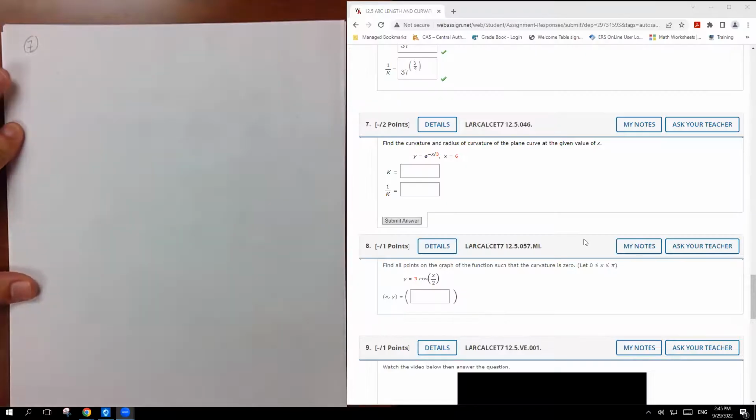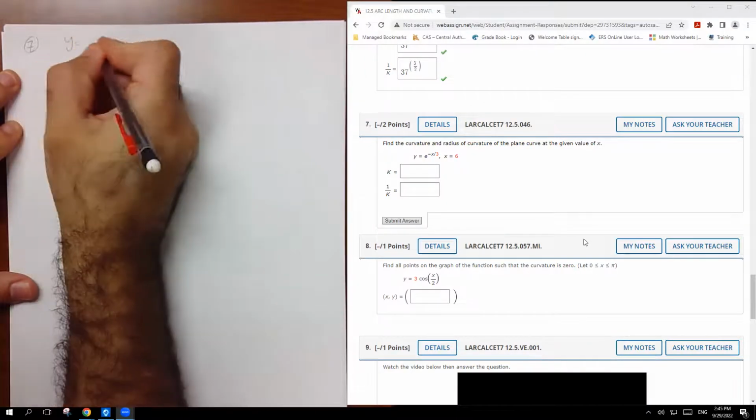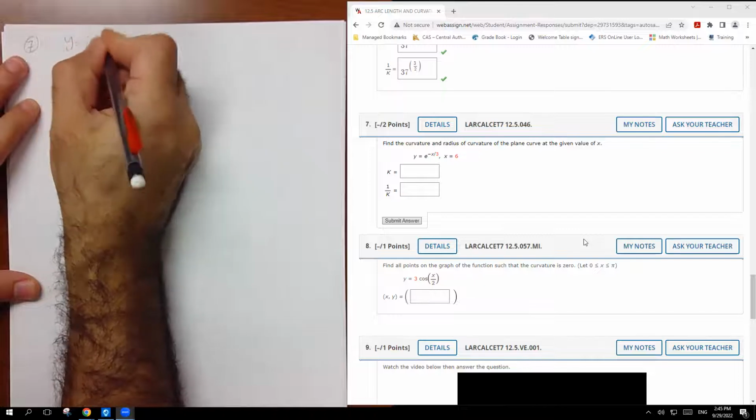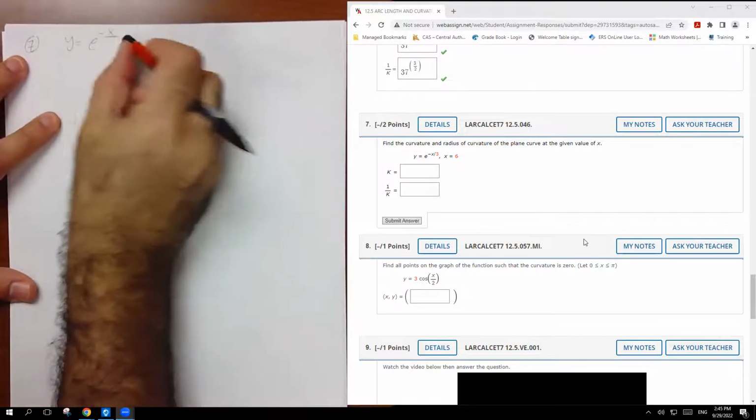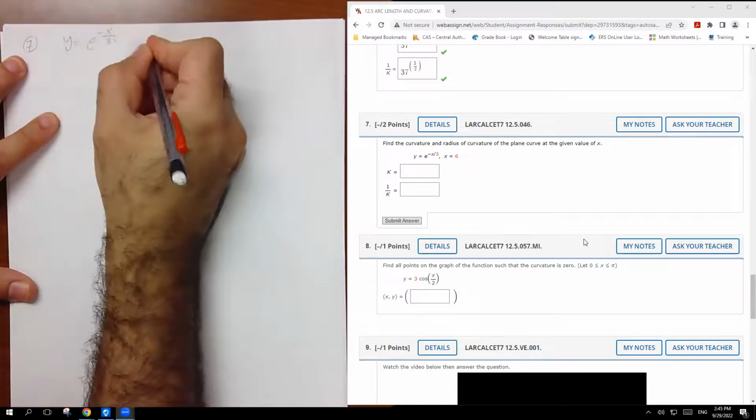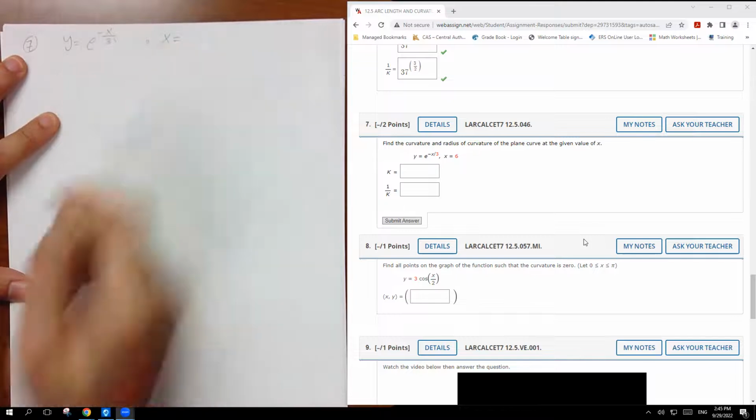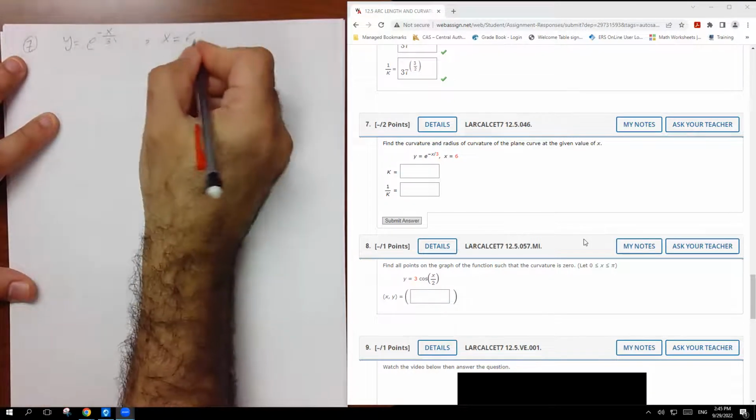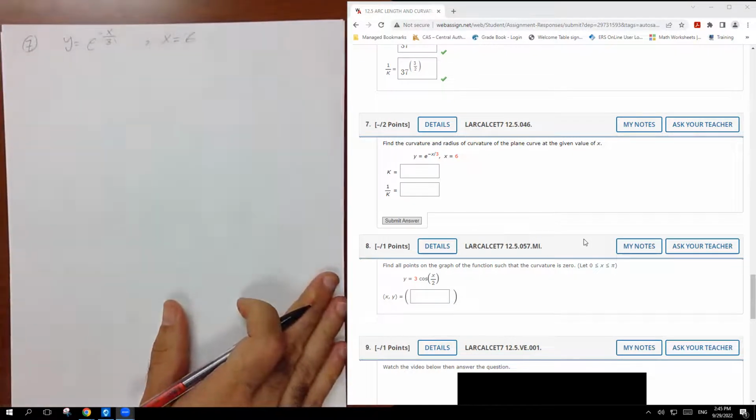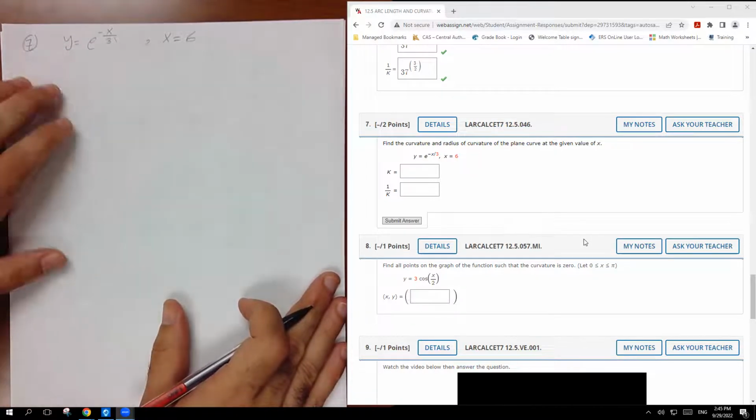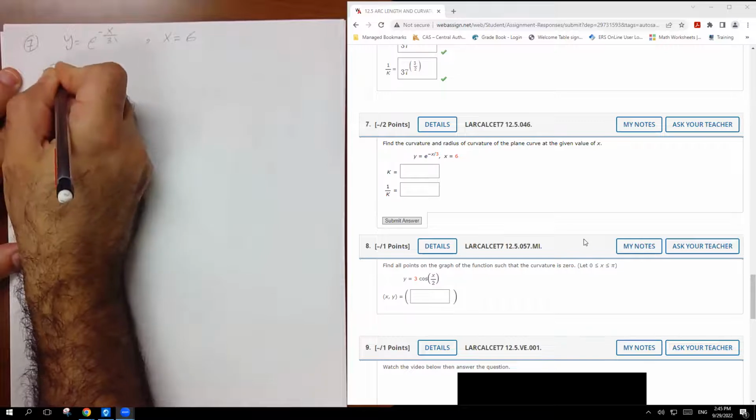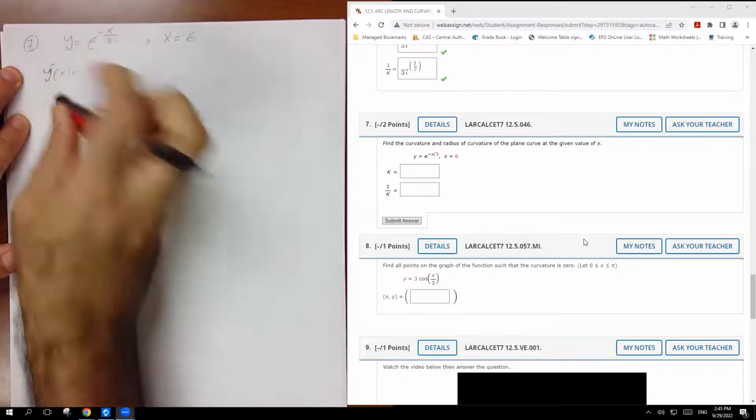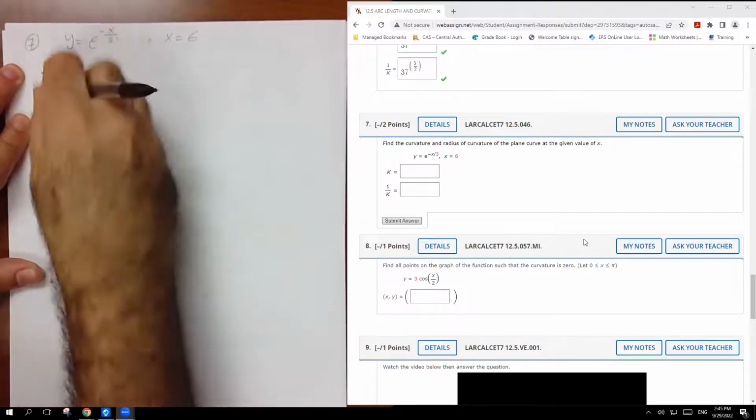For example 7, we have y equal e to the negative x over 3, and x equal 6. So we're gonna do exactly the same steps. So first of all, y prime of x is going to be, I don't have to write down the x, we need a space.